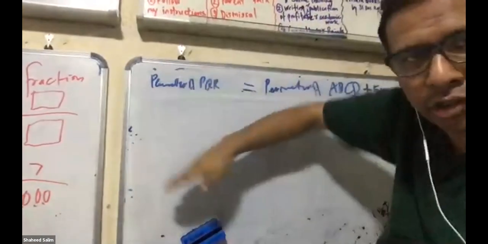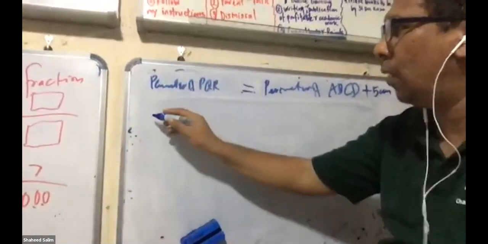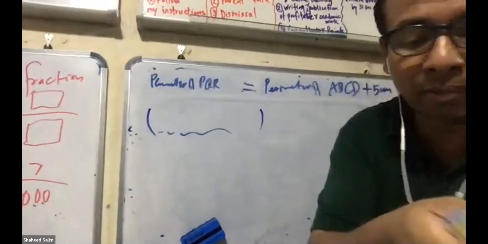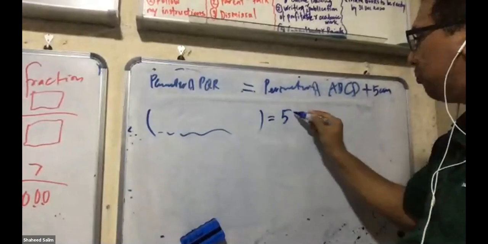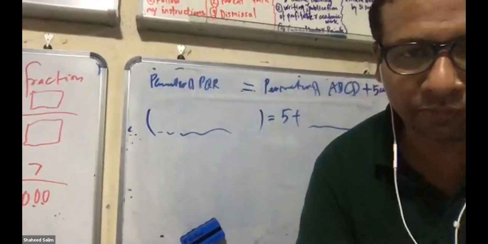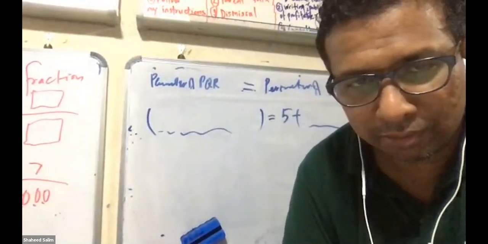I've given you the analogy of the seesaw, right? So now you can write down what is the perimeter of PQR. You can look at the diagram, right? And then it equals 5 plus the perimeter of ABCD. You have your equation already. Can you do it now? Yes. You know what I'm talking about? Okay.